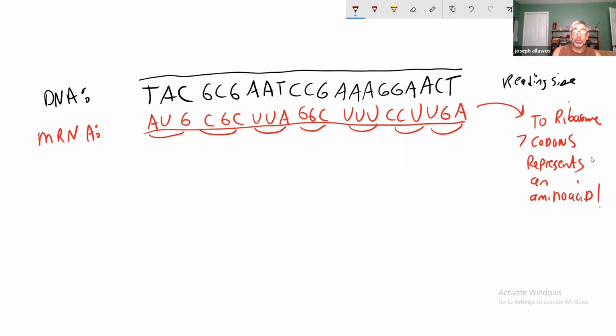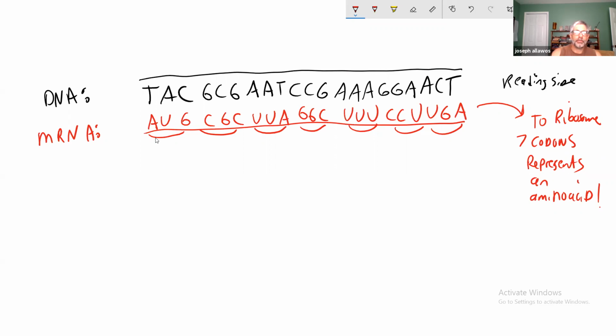This is really important, okay? Each of these 3-base sequences on the messenger RNA represents a specific amino acid. We call this the genetic code, and the code has been broken. That's the cool thing about it, that we've broken the code. So let's look.